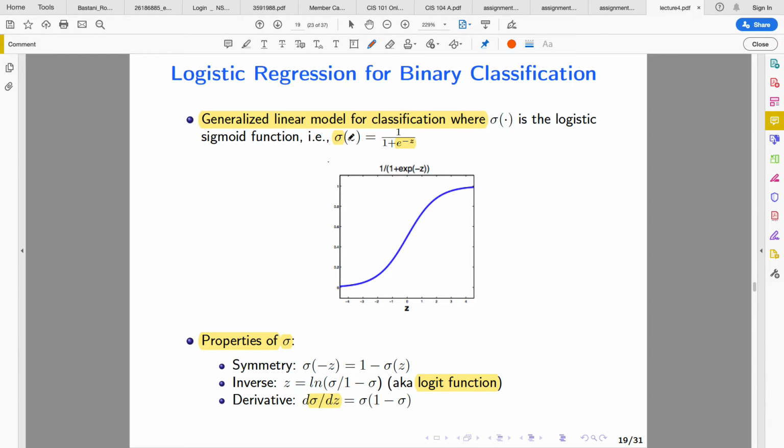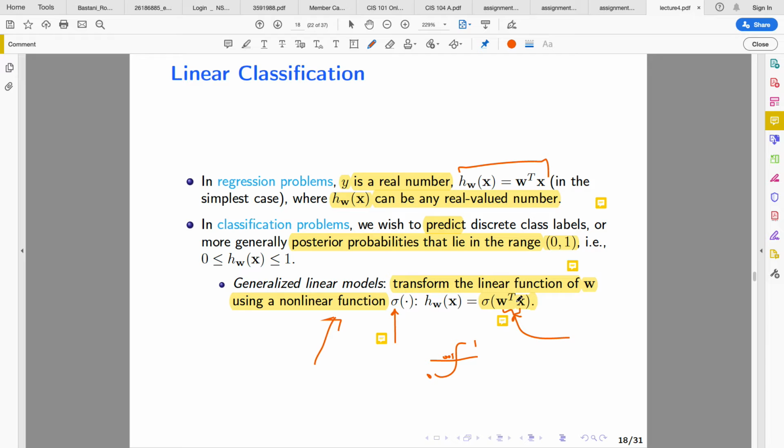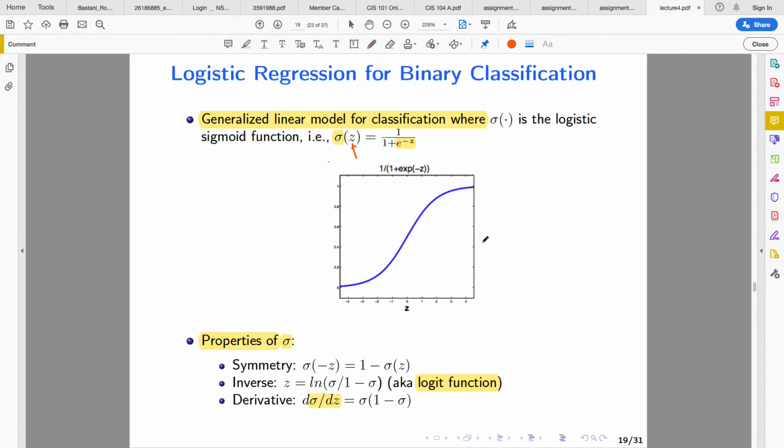So this is our formula for logistic regression, or what you call the sigmoid function. It takes in a variable z, and this is the definition: 1 over 1 plus exponential of negative z. Since in this case our z will be w transpose times x, we can just substitute z with w transpose times x.